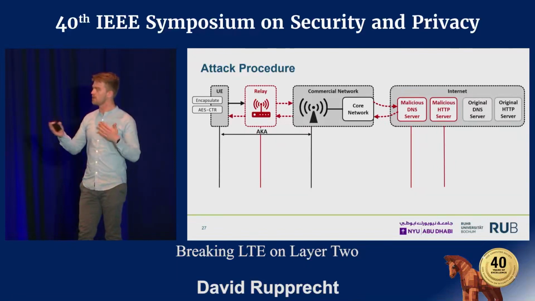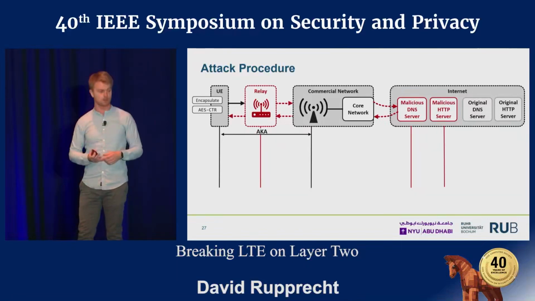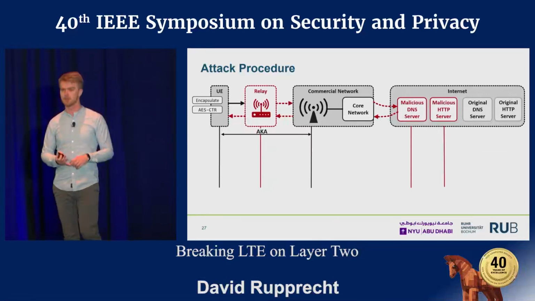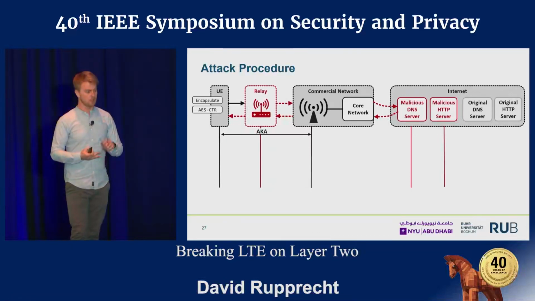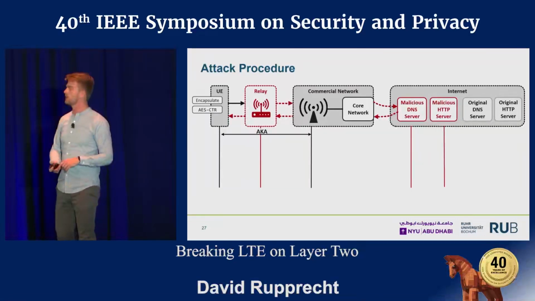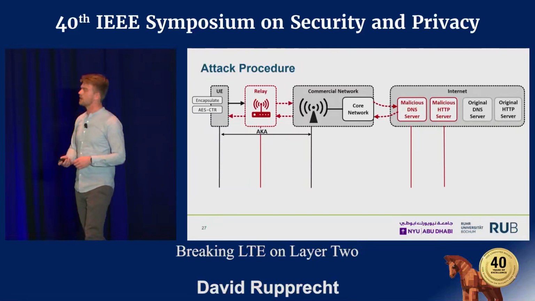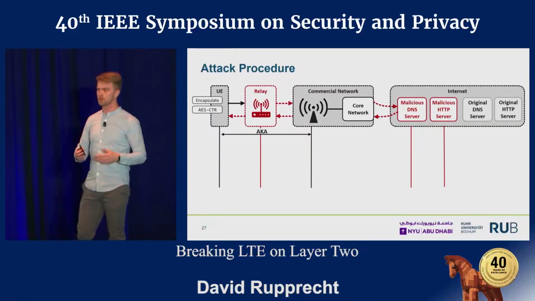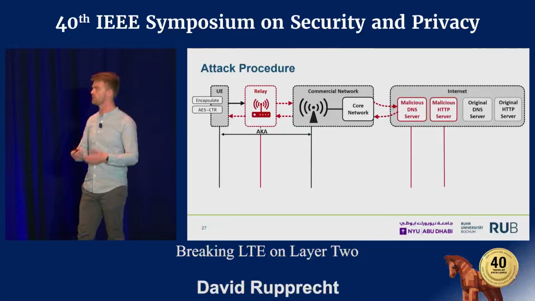So the relay forwards all messages, including the AKA. At this time, both entities, the commercial network and the UE, are mutually authenticated on layer 3. So there is mutual authentication established between both entities. However, the relay forwards all traffic on layer 2.